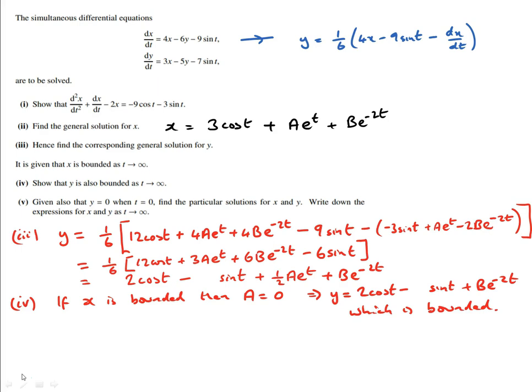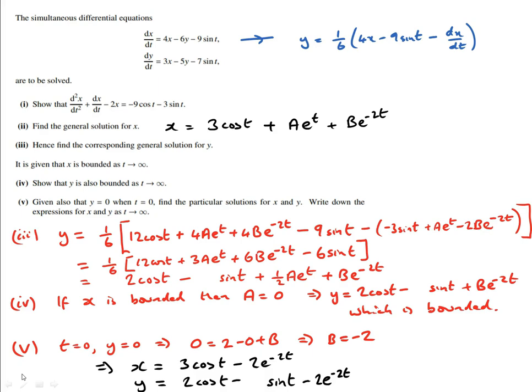Now finally, we've got y equals 0 when t equals 0. So we've got to now find the particular solutions for x and y. So when t equals 0, y equals 0 tells me that I've got 0 equals 2 minus 0 plus b. In other words, b must be minus 2. And if b equals minus 2, then that now means that I've got x equals 3 cos t minus 2e to the minus 2t, and y is 2 cos t minus sin t minus 2e to the minus 2t.